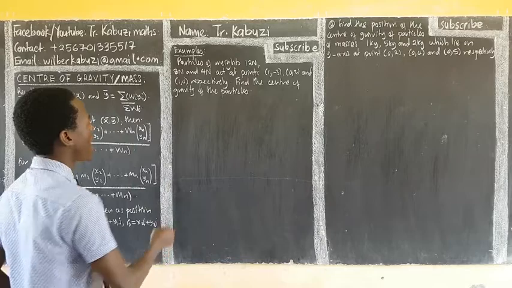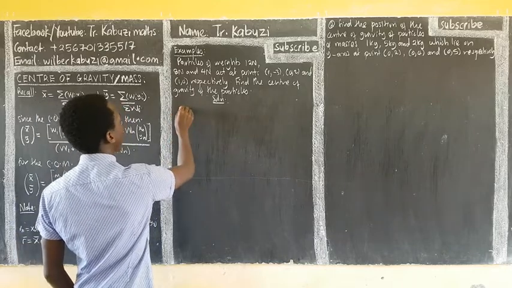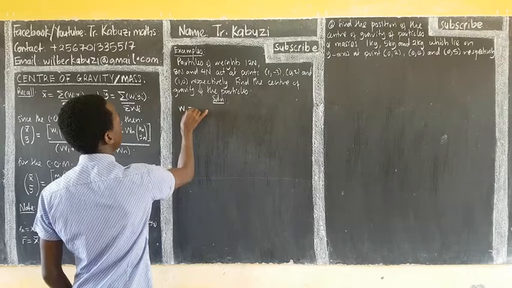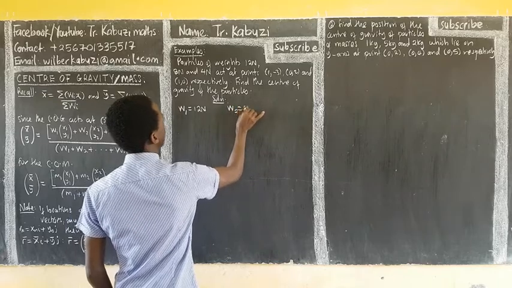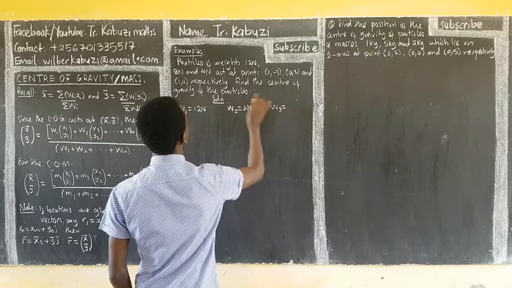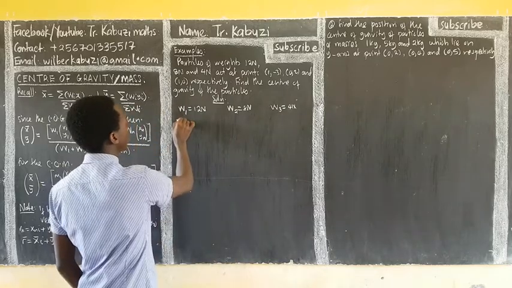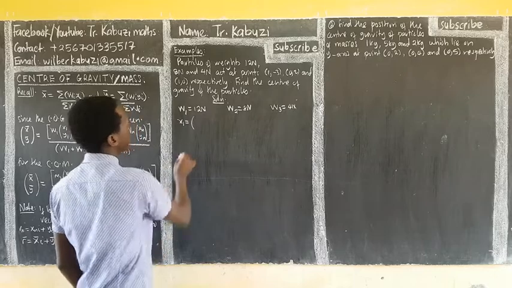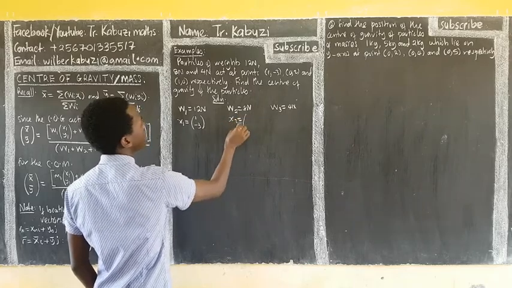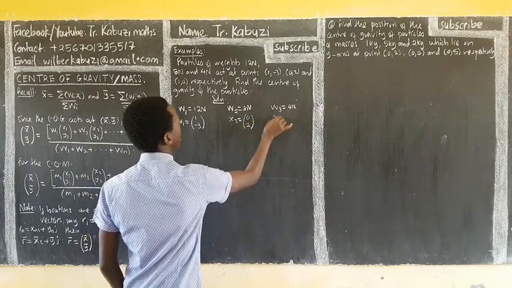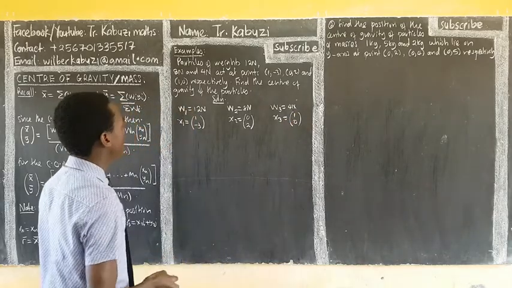Particles of weights 12 newtons, 8 newtons and 4 newtons act at points (1, -3), (0, 2) and (1, 0) respectively. Find the center of gravity of the particles. So the first weight, w1, is 12 newtons, w2 is 8 newtons, and w3 is 4 newtons. The first point, x1, is (1, -3), x2 is (0, 2), and x3 is (1, 0).